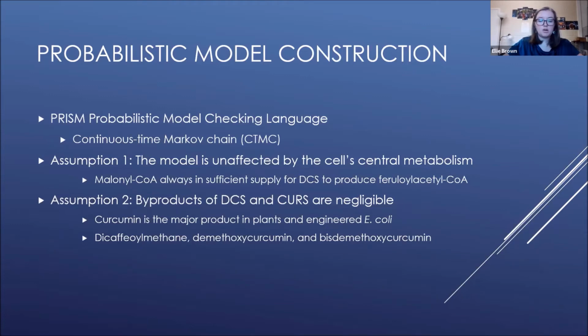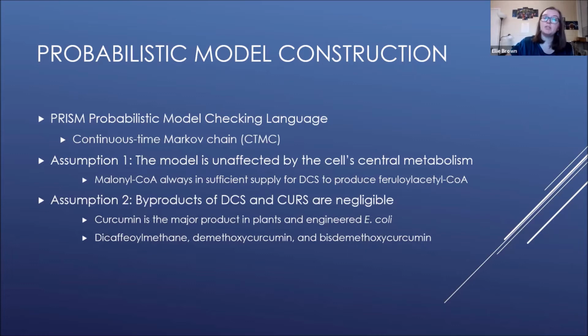So we made our model on PRISM. It's a probabilistic model checking language. We've chosen the CTMC, the continuous time Markov chain, as the background and governing model. It's commonly used when modeling biological systems. It just determines how the random process will happen. So we made a couple of assumptions before making this model. Our first assumption is that the model is greatly unaffected by the cell's central metabolism.